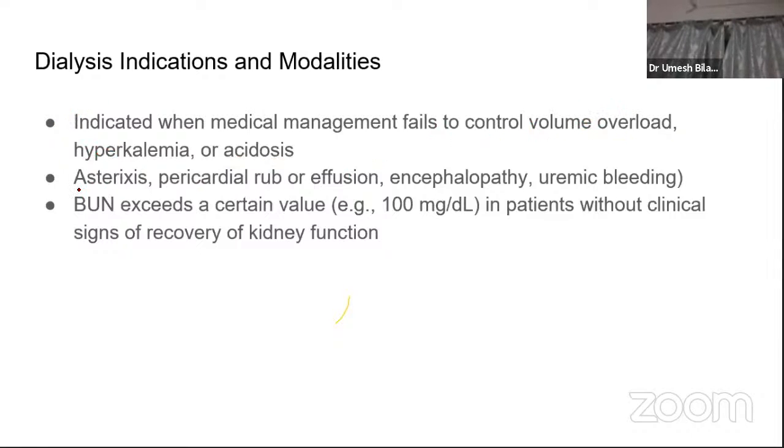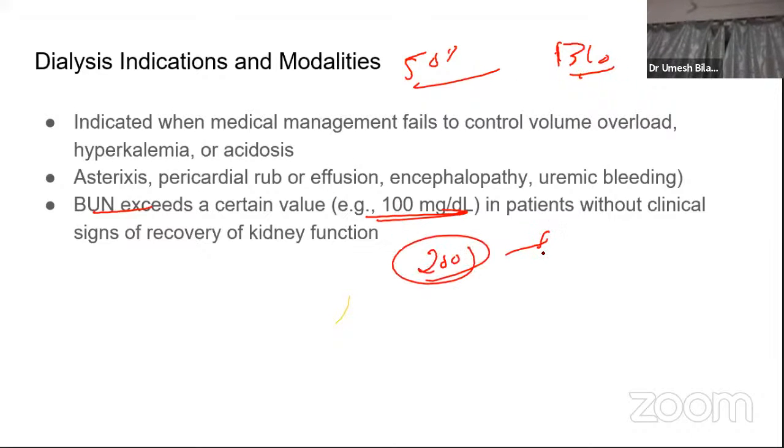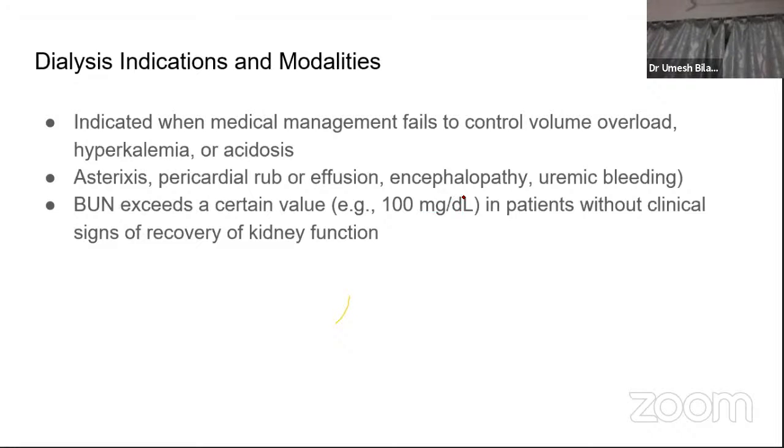And clinically, if there is asterixis, pericardial effusion, encephalopathy, or uremic bleeding, any of these, then the patient needs dialysis. Some nephrologists even take blood urea nitrogen more than this much, which is a more aggressive approach. The last criterion I put here is BUN more than 100 milligrams per dL. BUN usually comes to around 50% of blood urea by calculation. You should know that. So 100 mg means 200 to 250 serum or blood urea. 200 means it will come to 100. More or less, the calculation goes like that.